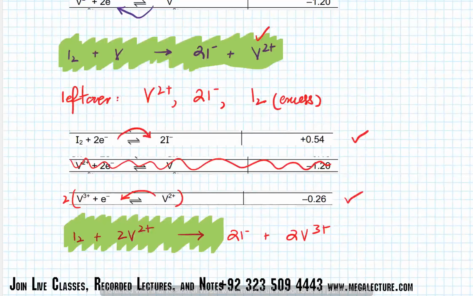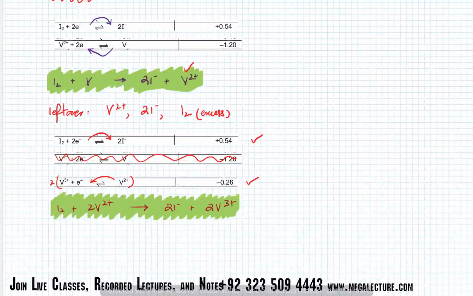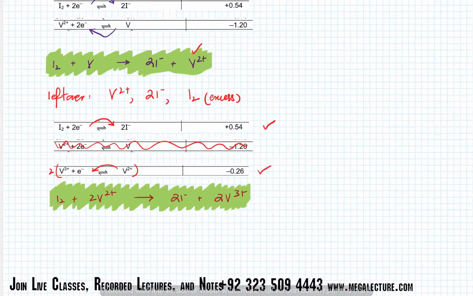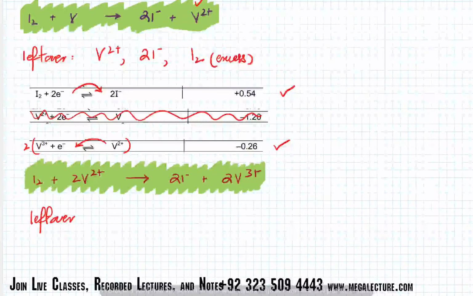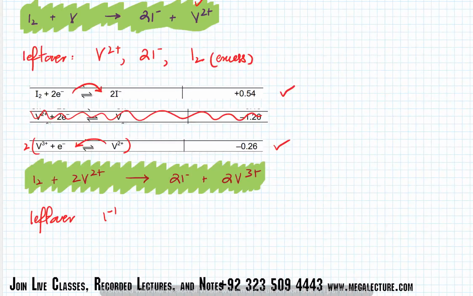So now I've gotten my second reaction. ठीक है, ये clear है? Yep, it's clear. अच्छा, अब ये again you're going to have some leftover, right? So what's the leftover stuff after this reaction? So the leftover stuff is you again have I minus 1 as your product. You got V3 plus, and you still have iodine, the excess iodine. ठीक है, so ये products बने and you still got excess iodine.